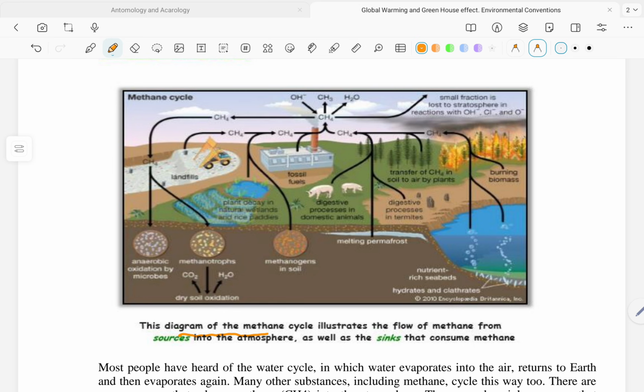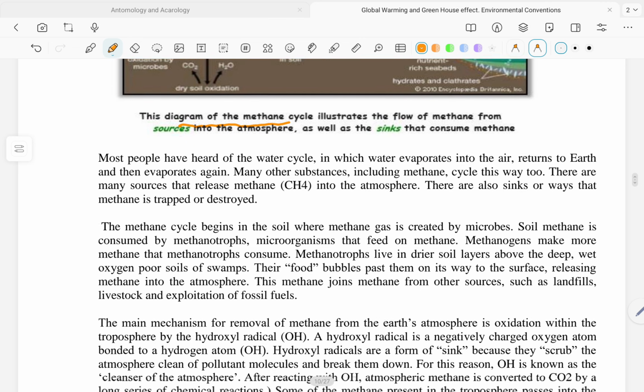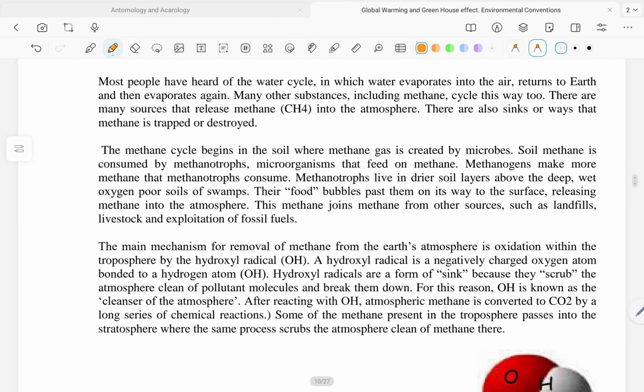This diagram of the methane cycle illustrates the flow of methane from sources into the atmosphere as well as the sinks that consume methane. Most people have heard of the water cycle, in which water evaporates into the air, returns to earth, and then evaporates again. Many other substances, including methane, cycle this way too. There are many sources that release methane CH4 into the atmosphere. There are also sinks, or ways that methane is trapped or destroyed.